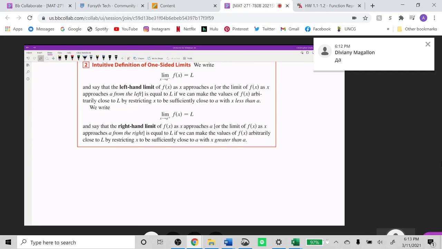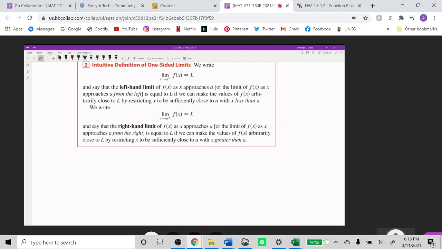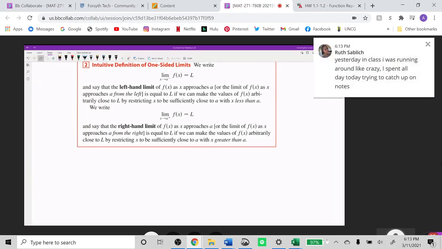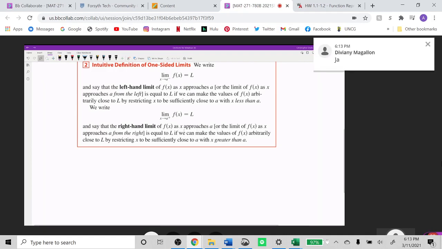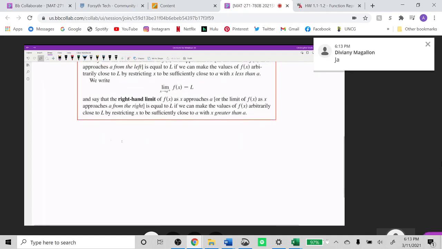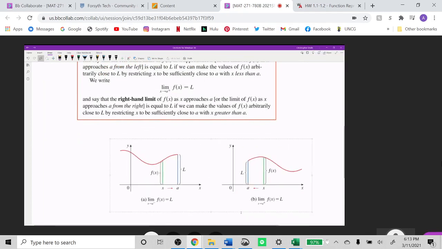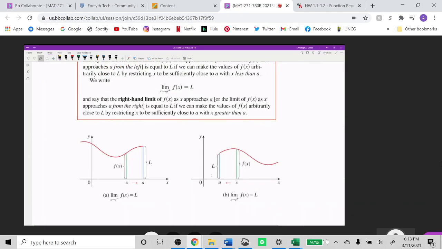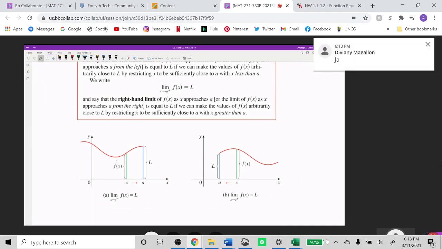So let's look at some more examples here. Here's an example of the contrast between these limits. Let's look at some graphs. In the left graph, we have a left-hand limit. On the right graph, we have a right-hand limit. Does this make sense? Do these graphs help us to visualize what's going on here as well?